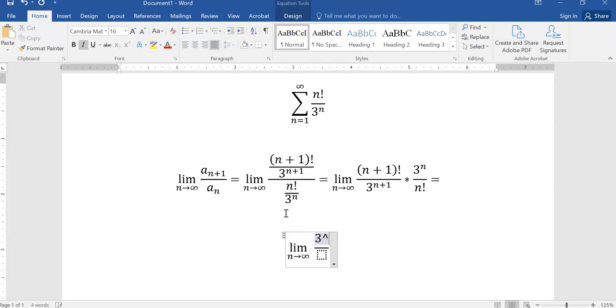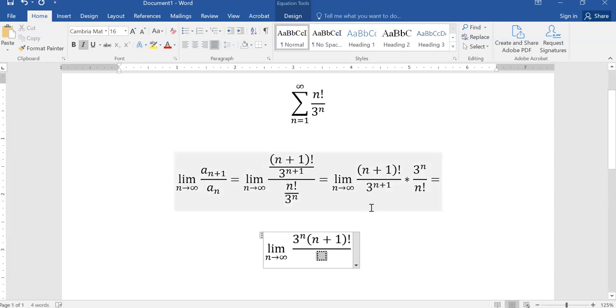So we're going to go 3 to the nth power times n plus 1 factorial in the numerator. In the bottom, 3 to the n plus 1 times n factorial. All right, let me put a times symbol there just so we can see that. Now here's the deal. 3 to the n plus 1 is just 3 to the n times another 3.